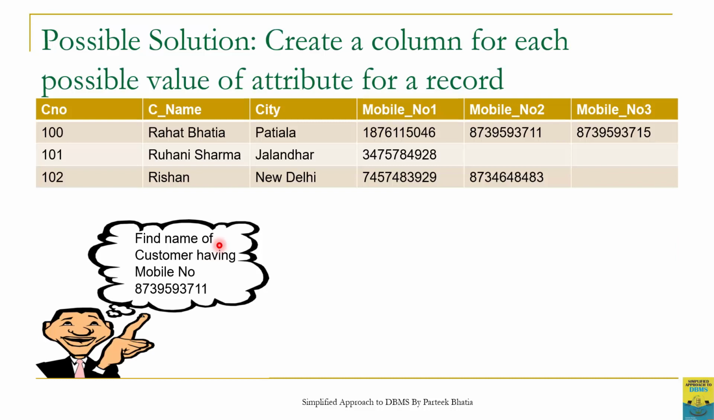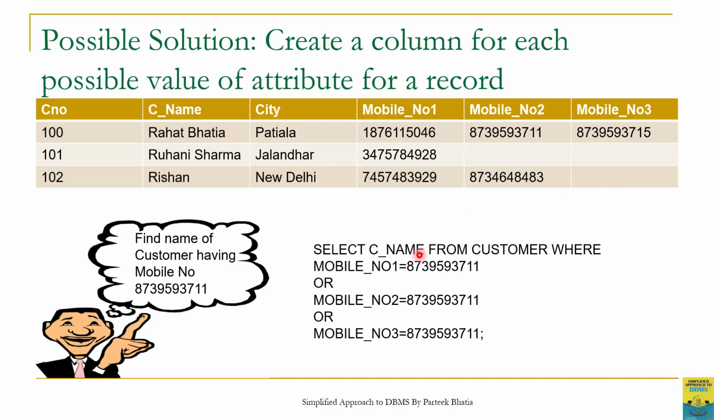Let us consider this query to find the name of the customer having this mobile number. Now this particular mobile number can appear in column mobile underscore number 1. This value can appear in mobile underscore number 2 and this value can also appear in mobile underscore number 3. As a programmer, we have no knowledge under which column this value is present. So we have to write a very complex query to perform this simple task.